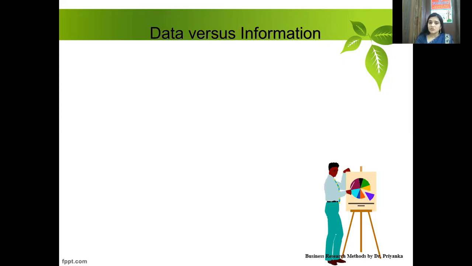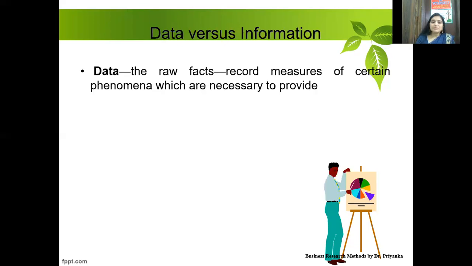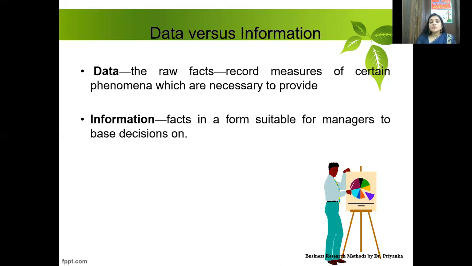Data versus information. What is the difference between data and information? Most of the people don't know about it, but as a researcher, you should know about it. Data basically are simply the facts or recorded measures of certain phenomena. Data is just data available anywhere in the world. But when it comes to information, it is a fact in a form suitable for managers to base decisions on.